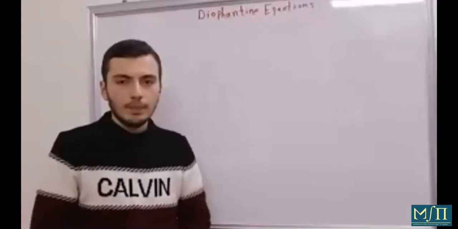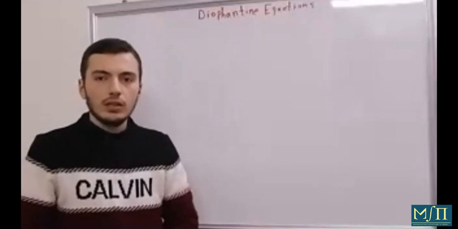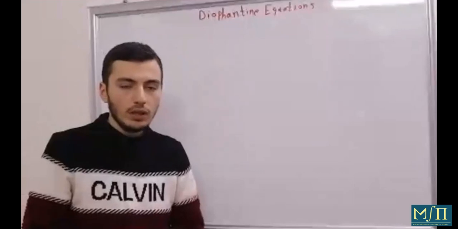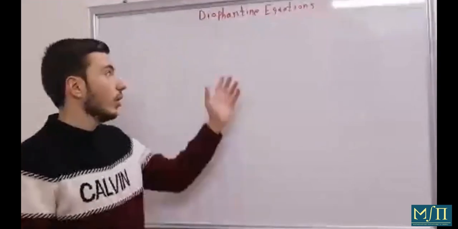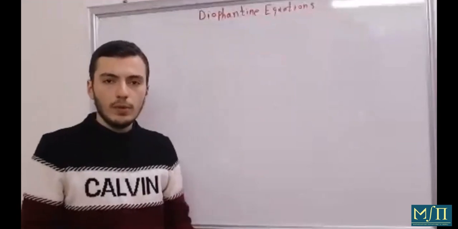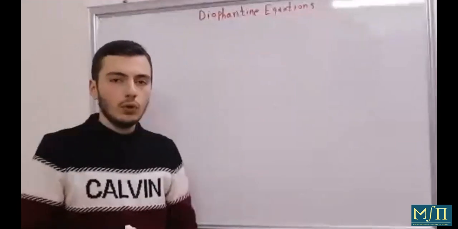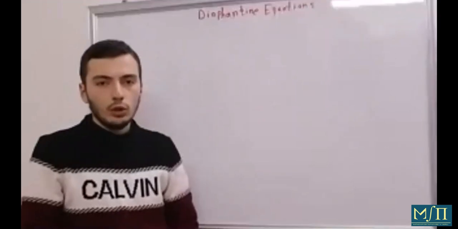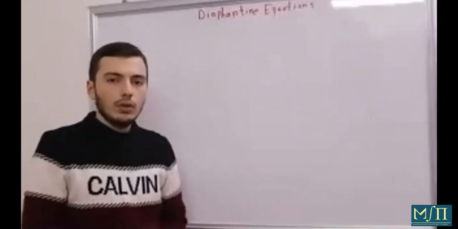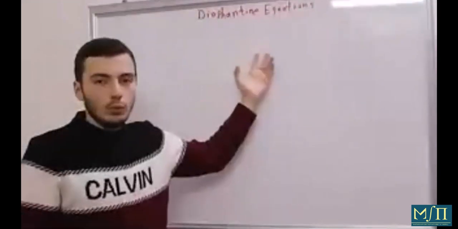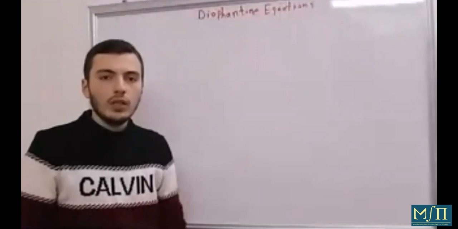So let's start. In this session, I will be discussing a very important subtopic in number theory, and that is Diophantine equations. We all know that the International Mathematical Olympiad focuses on 4 topics: number theory, geometry, algebra, and combinatorics. And one of the most important subtopics in number theory is Diophantine equations. So first of all, what is a Diophantine equation?